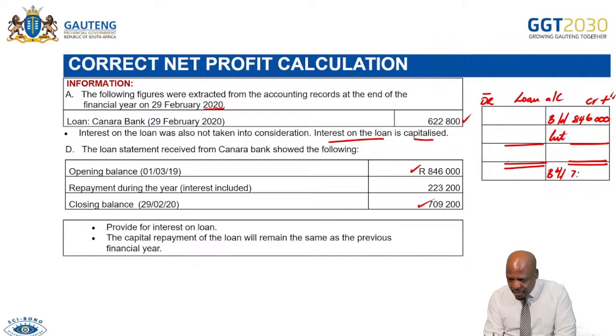That is 709,200. But therefore here it becomes balance carry down. That is my 709,200. And then here are my repayments. I'm just going to call it bank here. My repayments, and my repayments are 223,200.